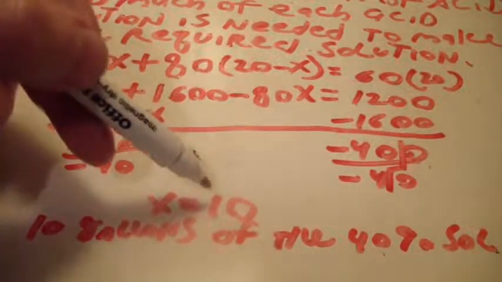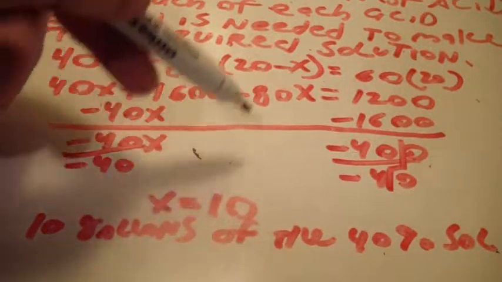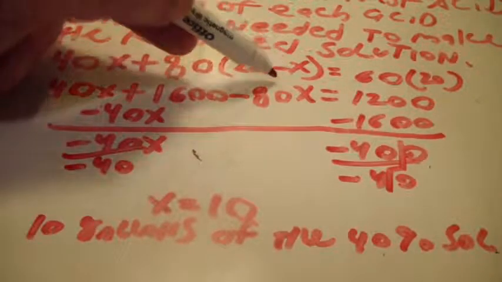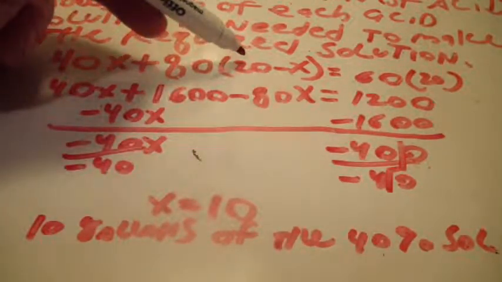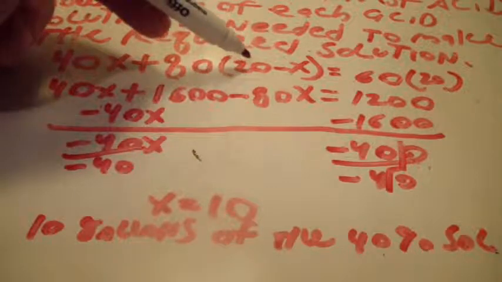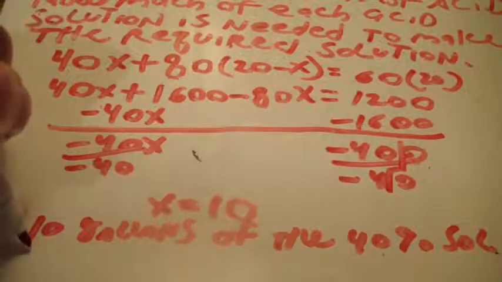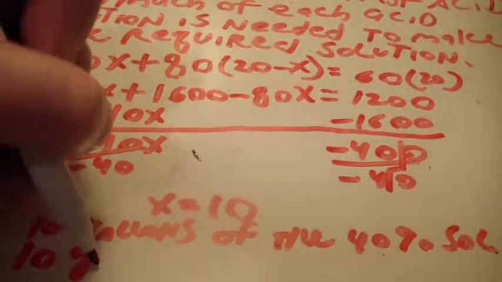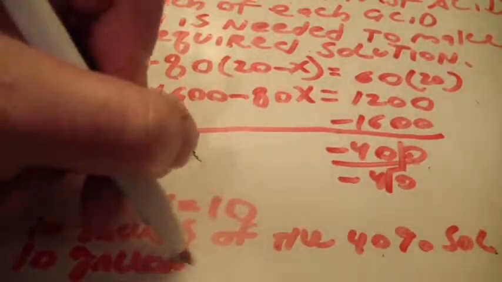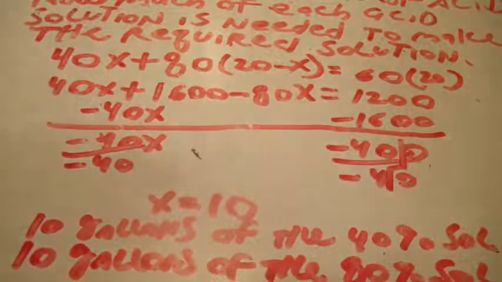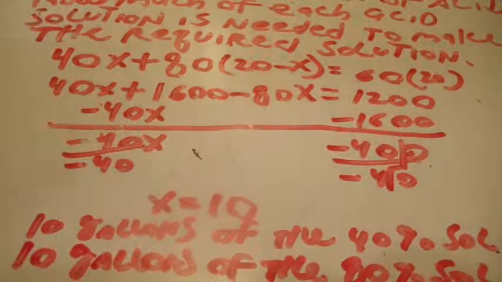All right? So now to get what we need, how much of the 80% solution do we need? Well, what we simply do is we put the 10 here. 20 minus 10 is simply 10. So it's telling me I need also 10 gallons of the 80% solution. So we write 10 gallons of the 80% solution, okay?